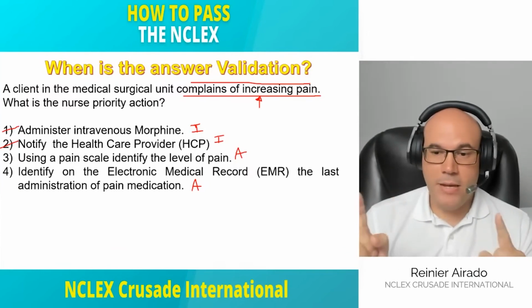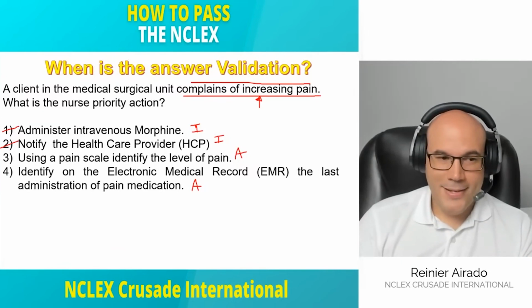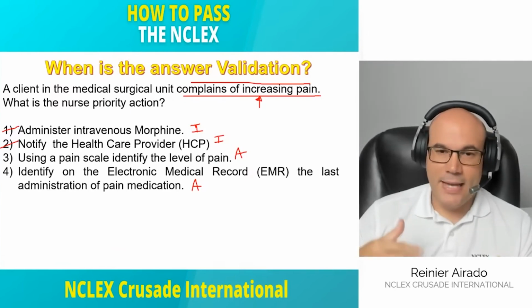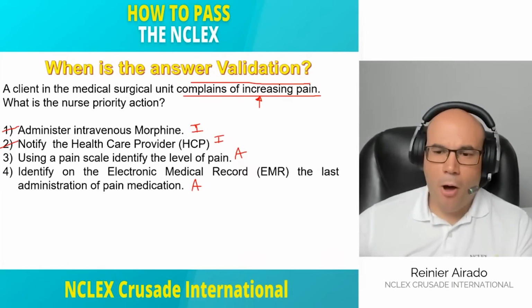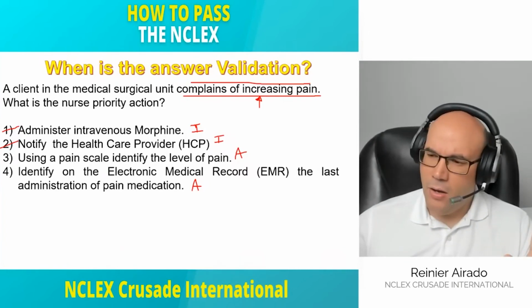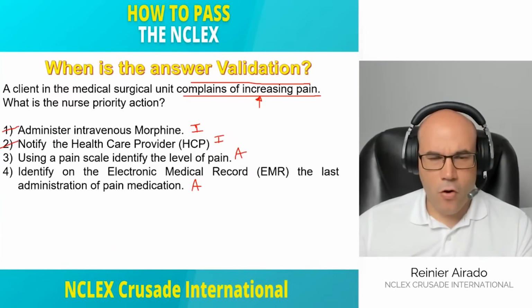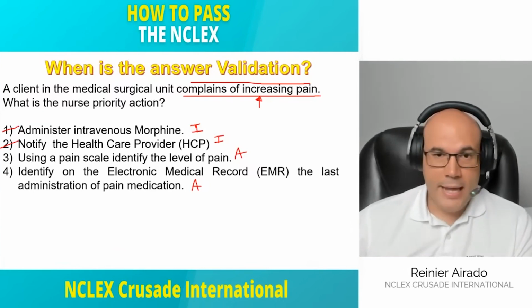Whenever you're stuck in between two answers, which happens pretty often, the student that passed the NCLEX is the one that has the capacity to select the right answer more often. So you need to pause here and say, why is 3 the answer and why can I eliminate 4, or vice versa? Why is 4 the answer and I can eliminate 3?